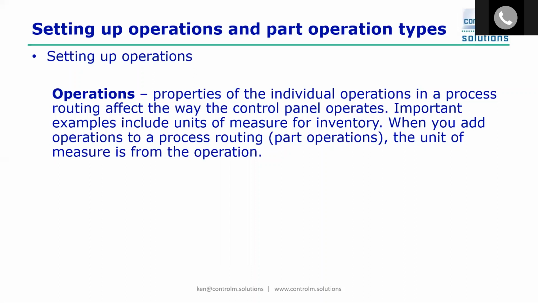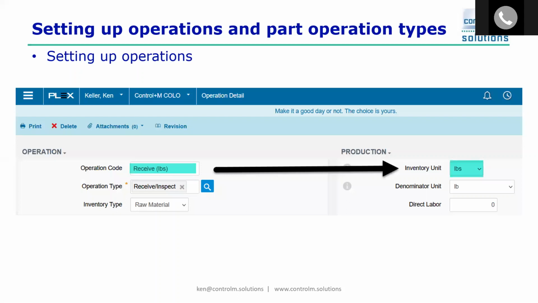And a great example would be something that you receive. So most of you know, hopefully, that when I receive something in, if I want to receive it in pounds, then I need an inventory unit of pounds associated with that operation code. It's truly that operation called receive in pounds that has an inventory unit of pounds that makes it receive in pounds. And if we had an operation where we wanted to receive in feet or receive in pieces, obviously we have to set those up.